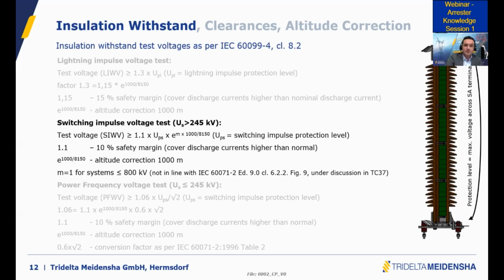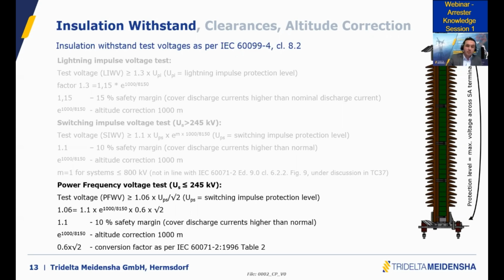So you can see here a similar calculation. The test voltage for switching impulse withstand should be 1.1, so 10% above the protection level, times the altitude correction factor.